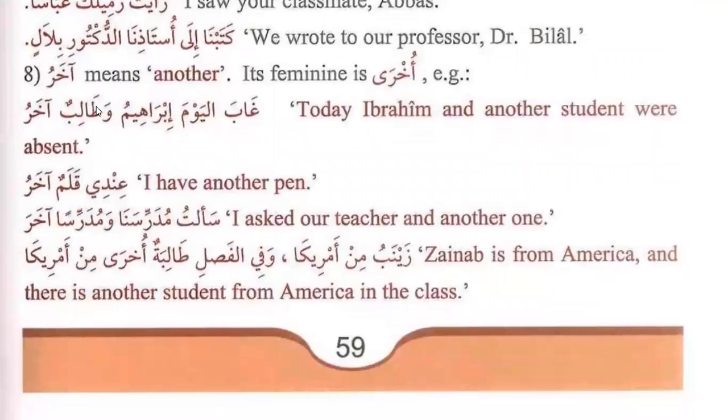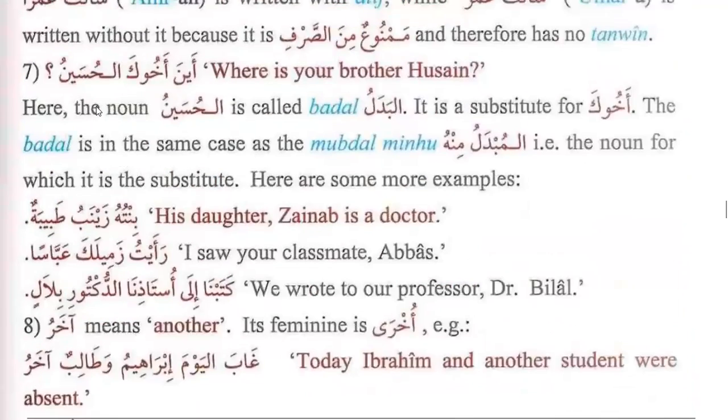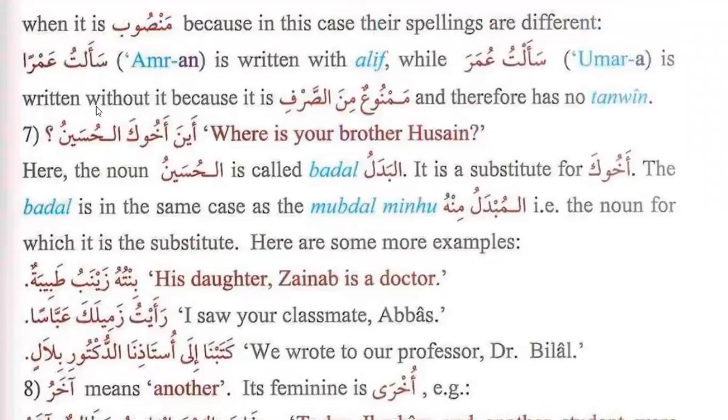Sir, I have a question in the previous point. How do we know where we use Umaru or Umara, because both have the same verbs, like sa'altu Amran or sa'altu Umara? I did not understand it.